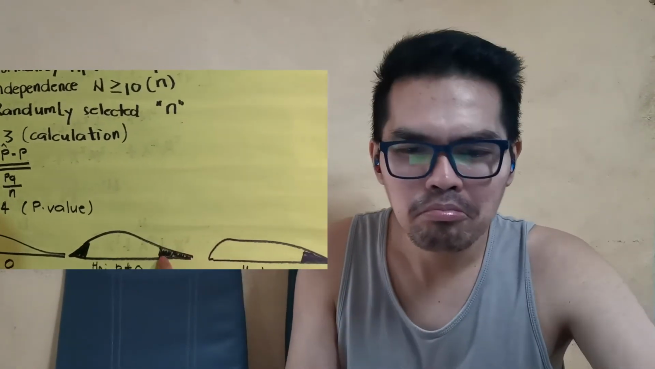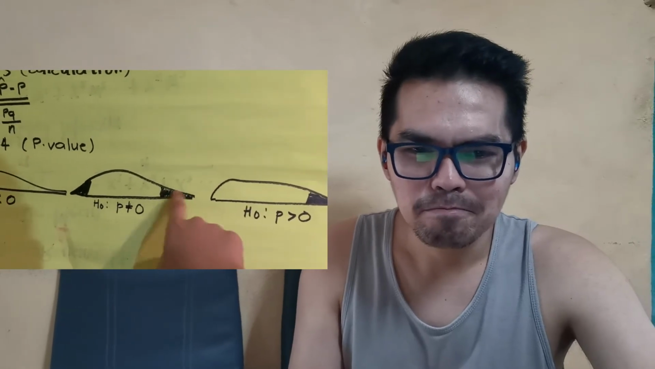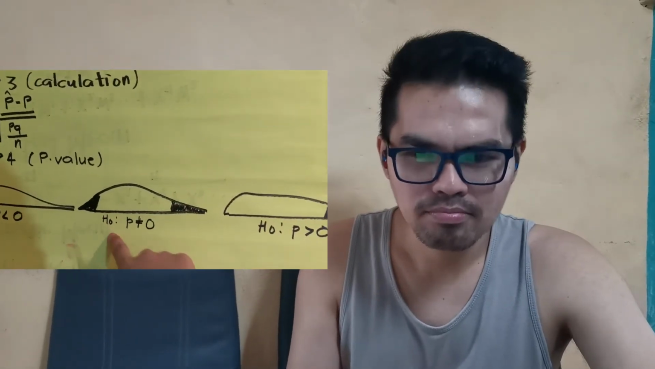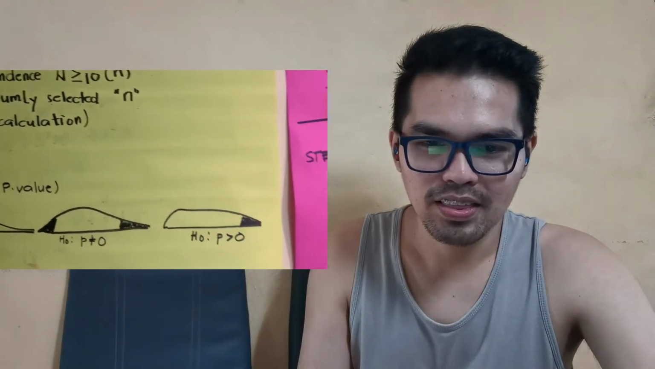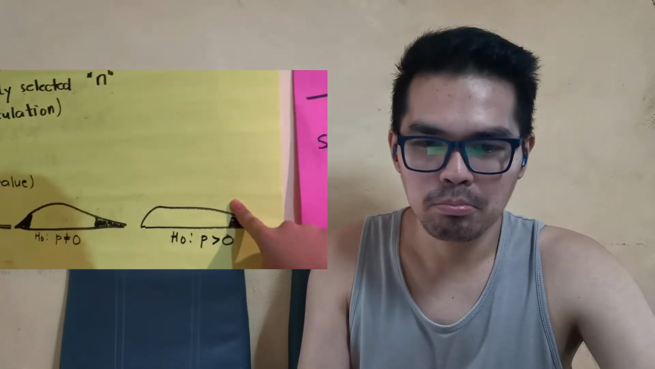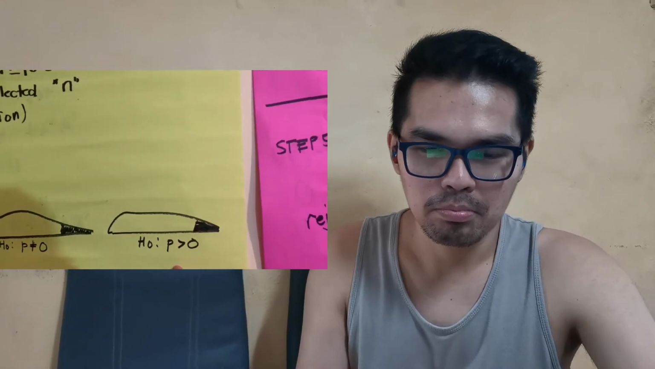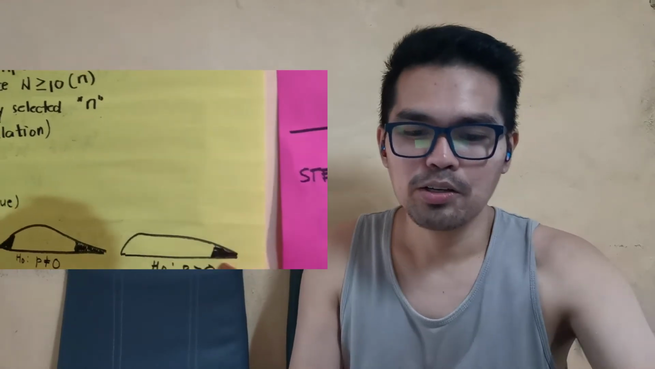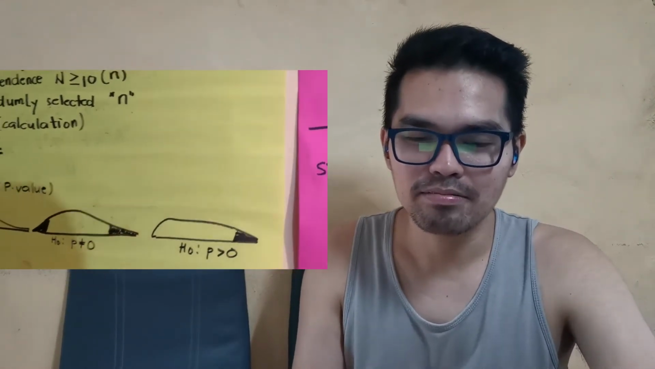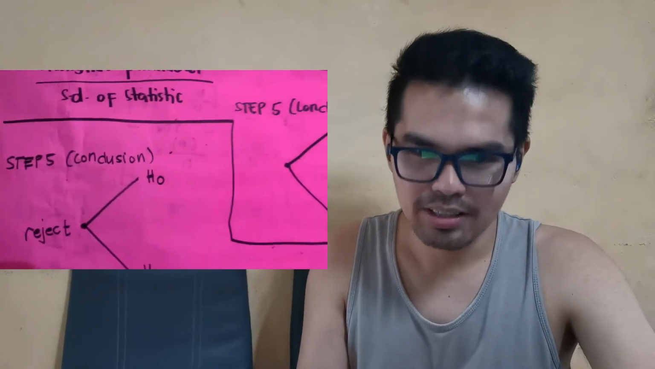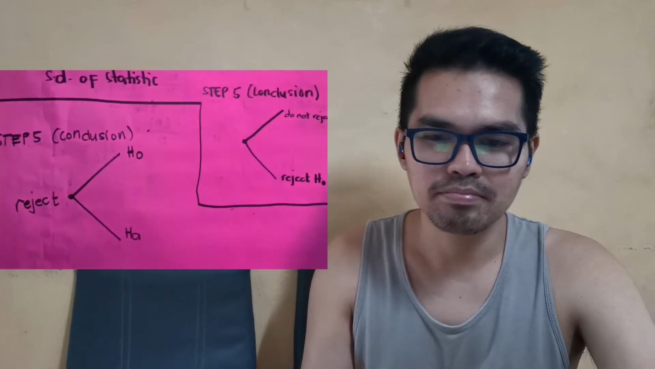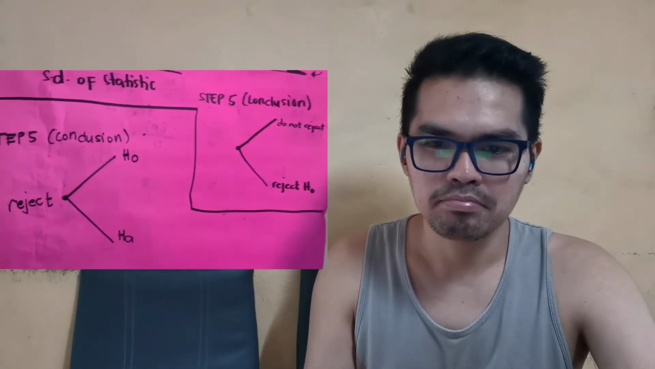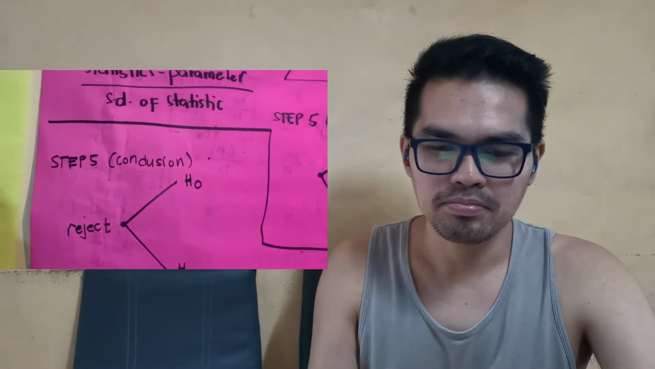Two tails, di ba? Makita ninyo nga na siya two ka tails. So H sub o, p equal to 0. And then this one is H sub o, p greater than 0. Nasa right ang iyang tail. And also the last steps of the left and right, the hypothesis one sample proportion.